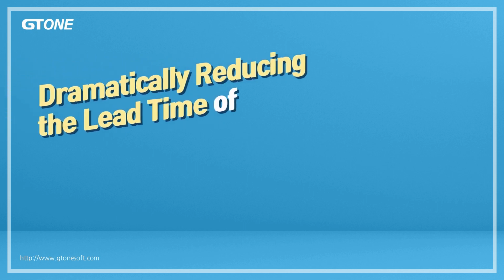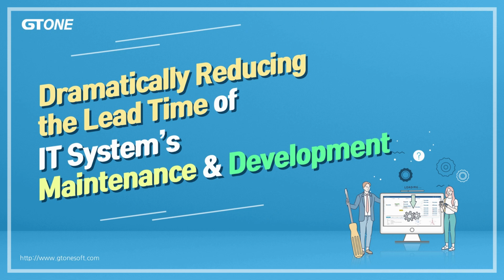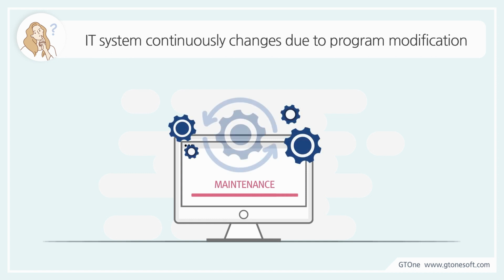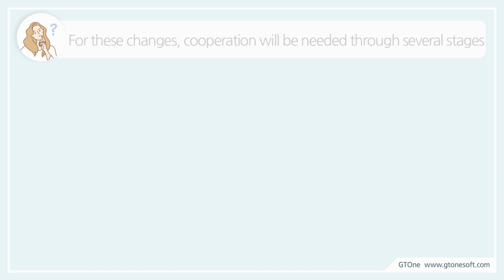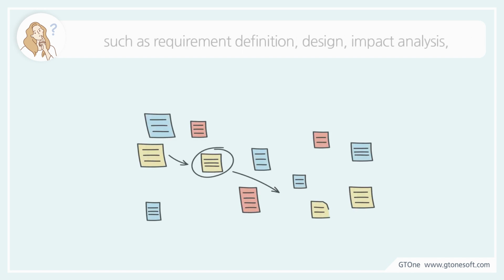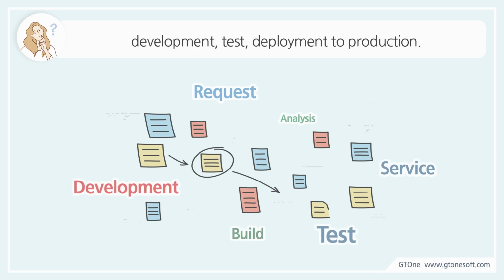Dramatically reducing the lead time of ID systems maintenance and development. IT systems continuously change due to program modification and new development during the maintenance. For these changes, cooperation will be needed through several stages such as requirement definition, design, impact analysis, development, test, and deployment to production.